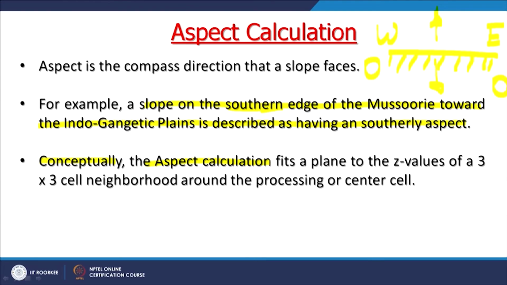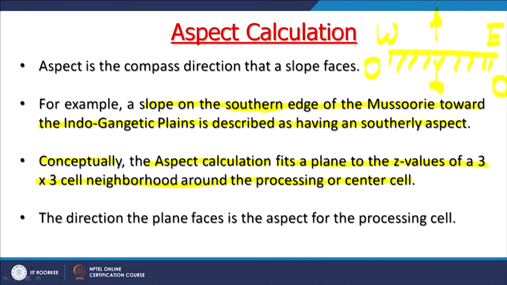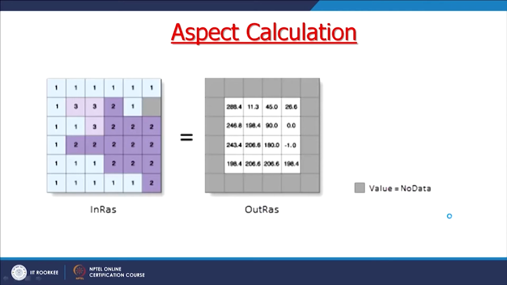Now, as you know, conceptually the aspect calculation fits a plane to the z values of the 3 by 3 cell neighborhood around the processing or center cell, almost the same way as in the case of slope. There also a 3 by 3 moving or roving window goes through the entire dataset and tries to find the direction of the sloping surface or sloping cell. So the direction the plane faces becomes the aspect for the processing cell.